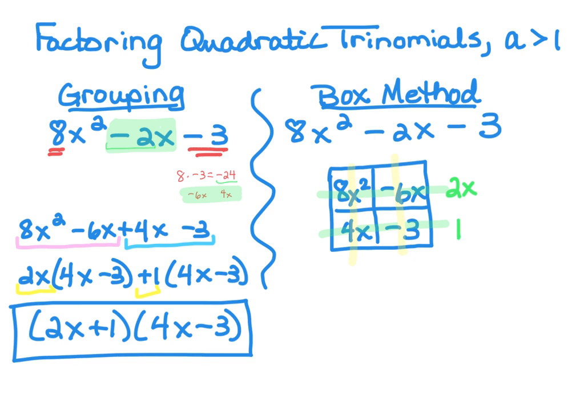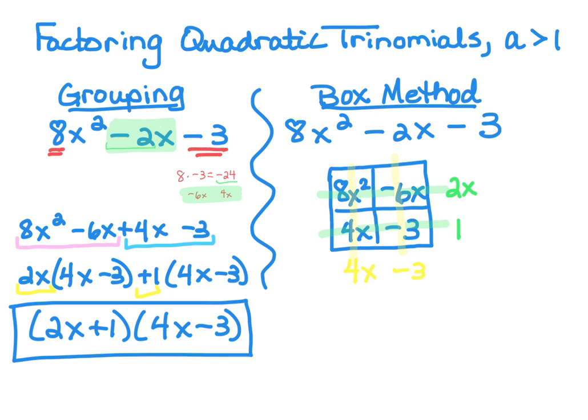And then I'm going to look at the vertical GCFs, and I'm going to look at the 8x squared and the 4x, and your GCF there is 4x. Hope you can see the yellow. Now here's a key: when the first term you look at, either horizontally or vertically, is negative, then the GCF is going to be negative. And so minus 6x and minus 3, the GCF is negative 3.